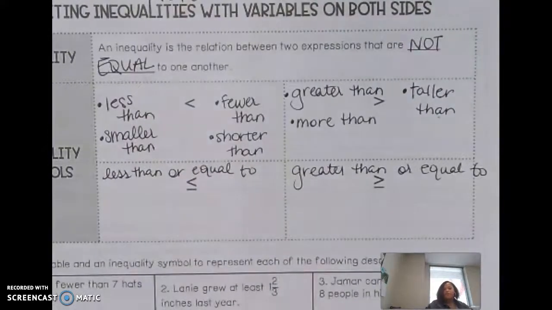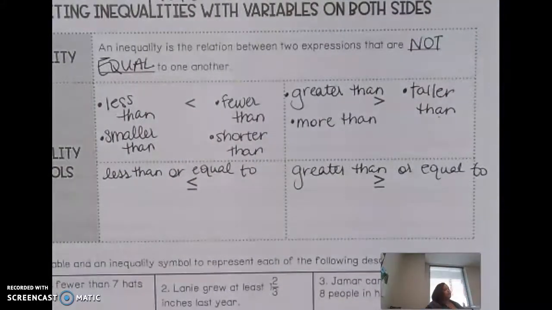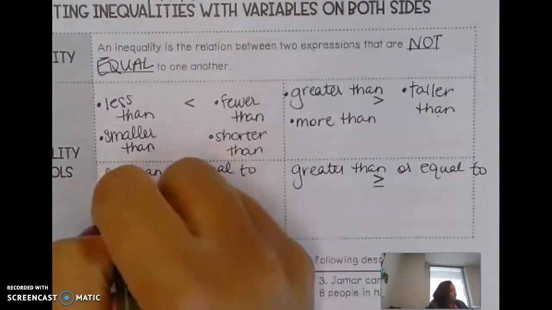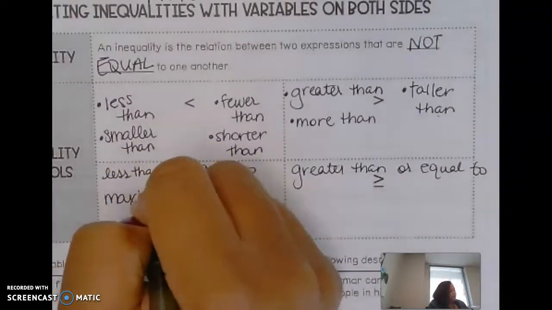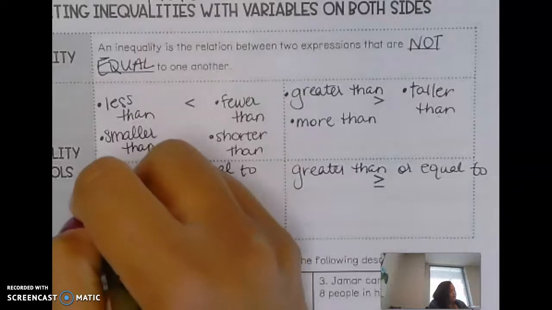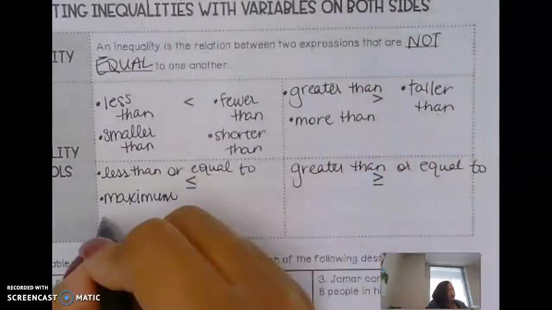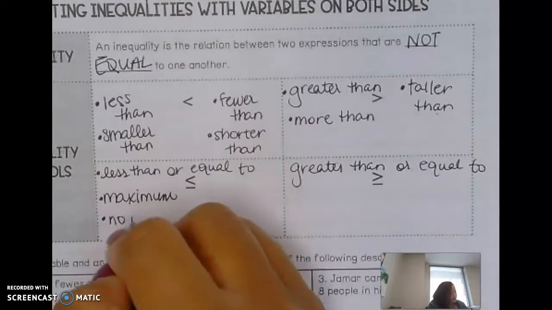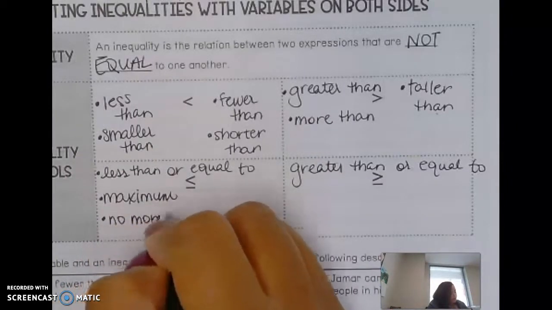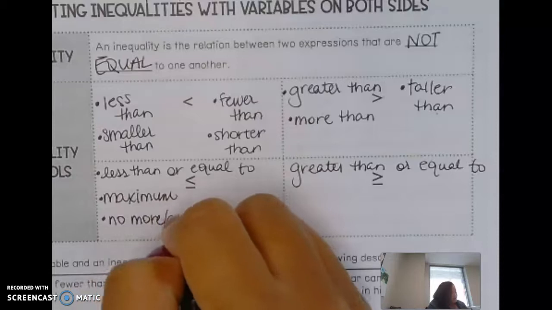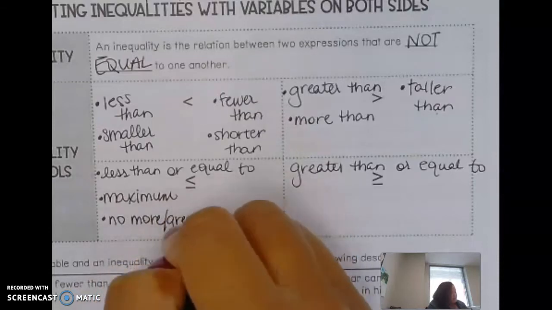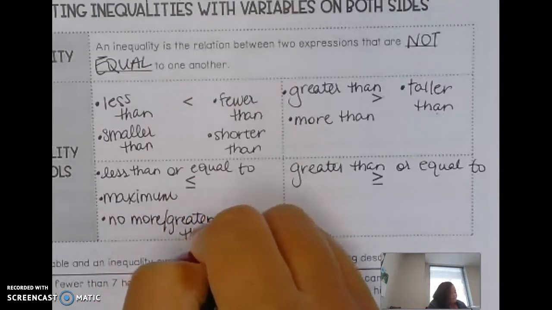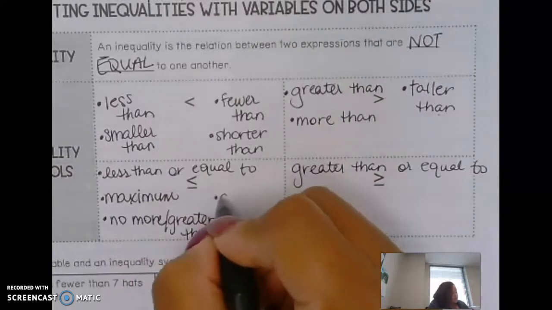Less than or equal to. Less than or equal to includes maximum. Bullet. No more than. Or no greater than. And at most.